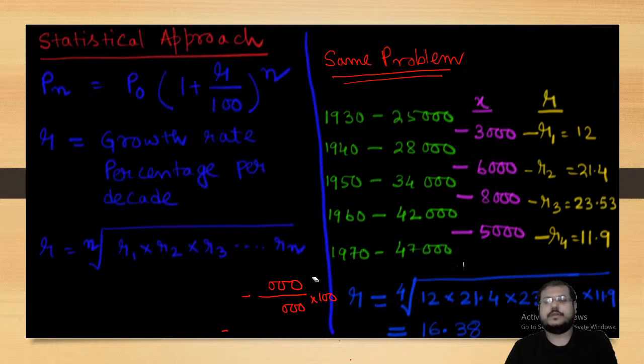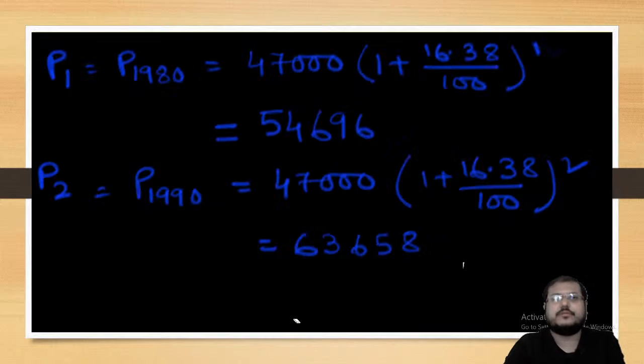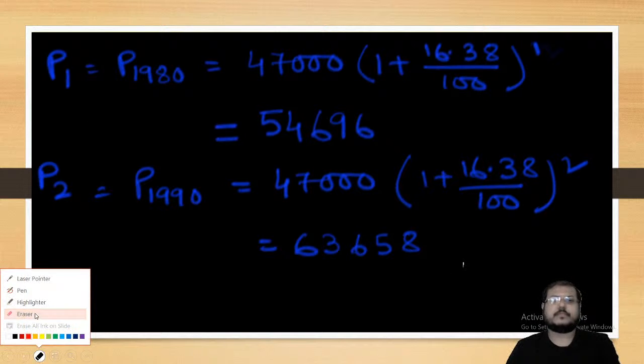Okay. Now what you need to do? You need to calculate the P1, P2, and P3. Here P1 and P2 are calculated. P1 will be equal to what? P naught. What is the formula?